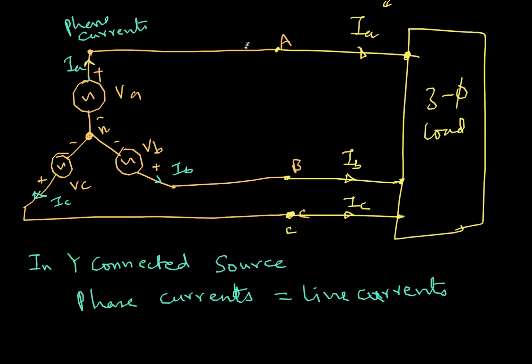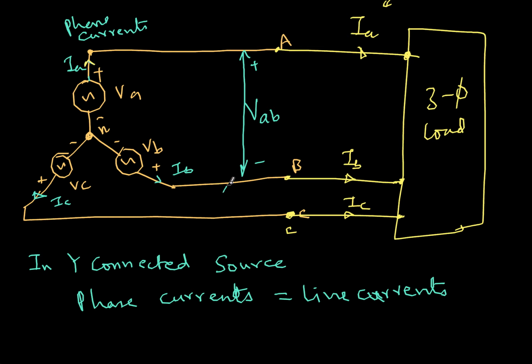Whereas line voltages are different. If I connect a voltmeter between the phases A and B such that plus and minus terminals are connected like this, I am interested in measuring the voltage of this point with reference to this point. So there you see there are two things coming into the picture. Let's denote this as VAB. So what are the line voltages? Instead of drawing a voltmeter, let me represent it with arrows. So this is VAB, voltage of A with reference to voltage of B.